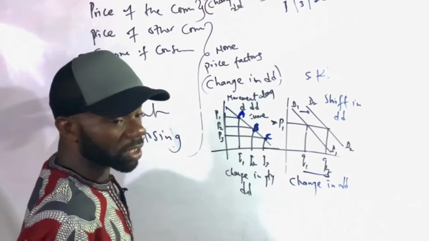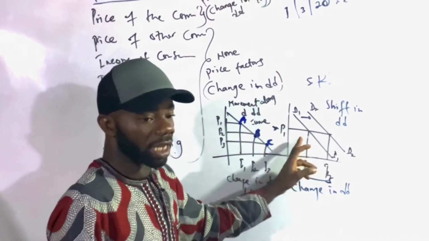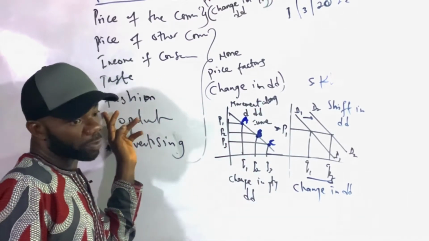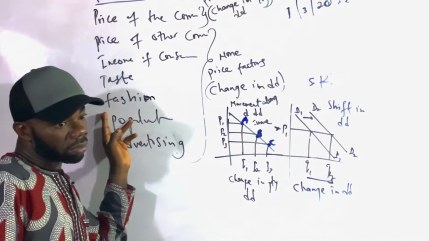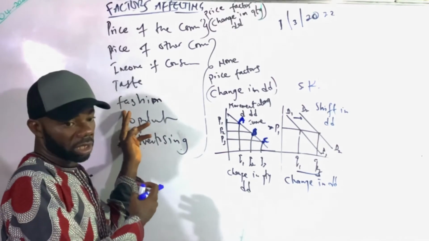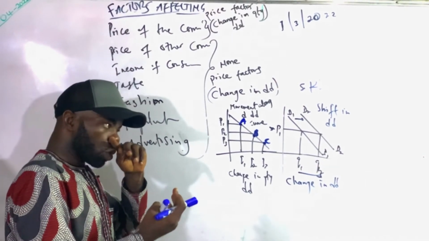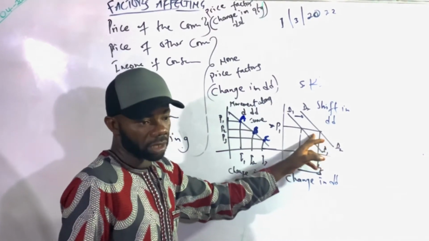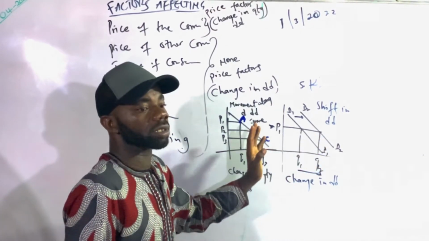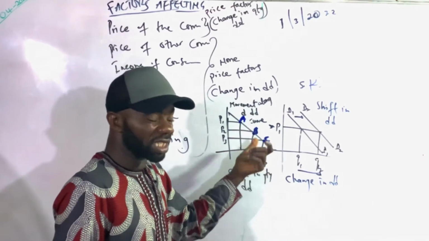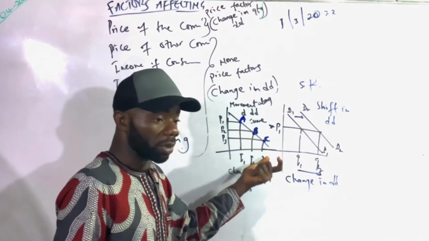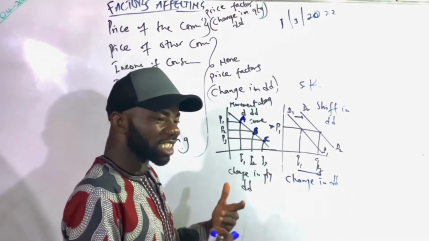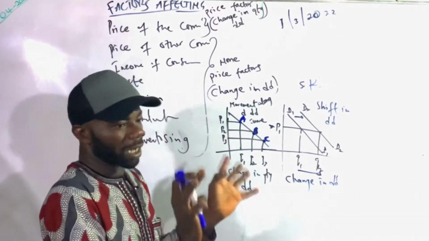You look at taste. When you develop more likeness for a commodity, this can also shift demand outward. When you love to wear a particular commodity, let's look at those who love to dress well, for example, fashion comes in, it will increase your demand. Do you understand? Without a decrease in the price of the commodity, you will increase your demand because you have developed more interest in having a particular appearance.